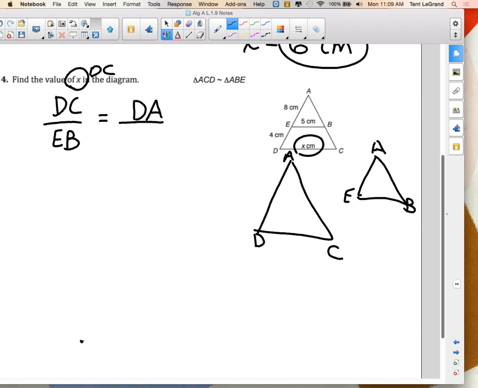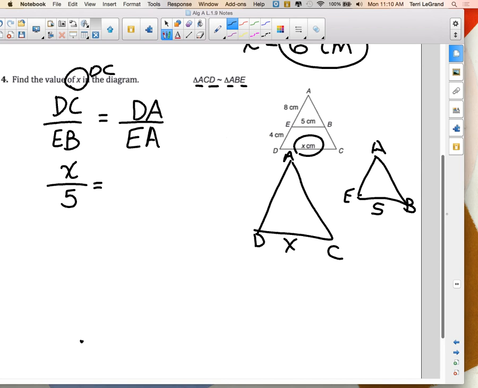DA right here corresponds with EA. Okay, and let's go verify it in the name. DA first and last, EA first and last. Sounding like a pretty good setup. Okay, now let's start substituting. What are we going to put in for DC? X. What are we going to put in for EB? 5. Okay, so this is X, this is 5. We all agree so far? What are we going to put in for DA?